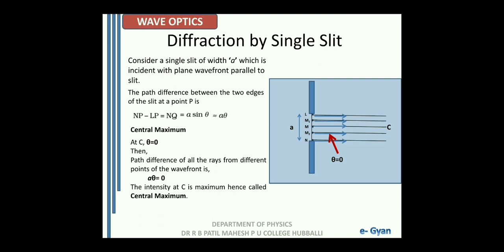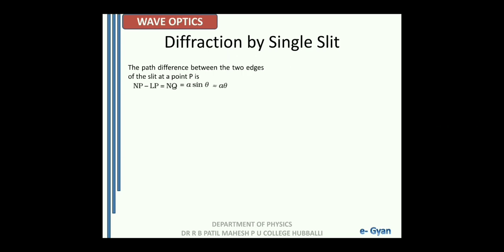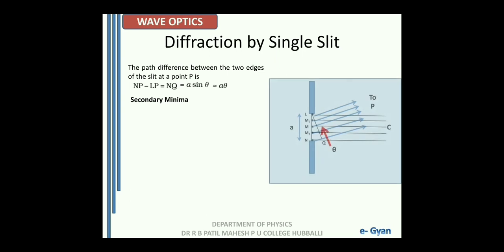Now let us try to understand that. So after the central maximum, let us consider again the path difference between the two edges of the slit at point P, NP minus LP, which is equal to NQ, which is equal to a sin theta. For small angle theta, sin theta tends to be equal to theta, so therefore it is equal to a theta. Now see this diagram. In this diagram, the waves are bent by a certain angle theta. So when they have bent by a certain angle theta, the path difference is not 0.